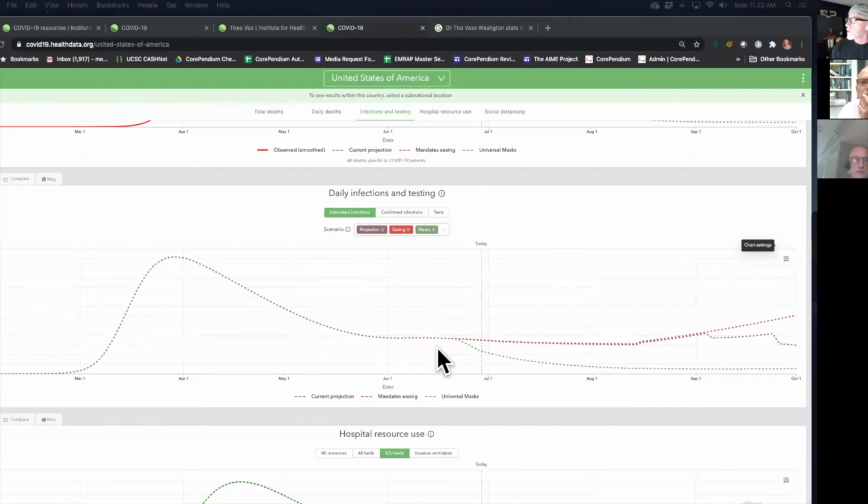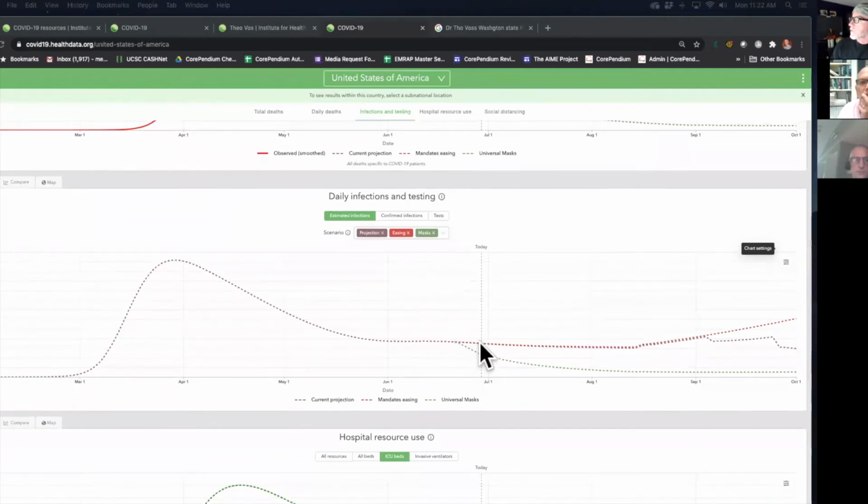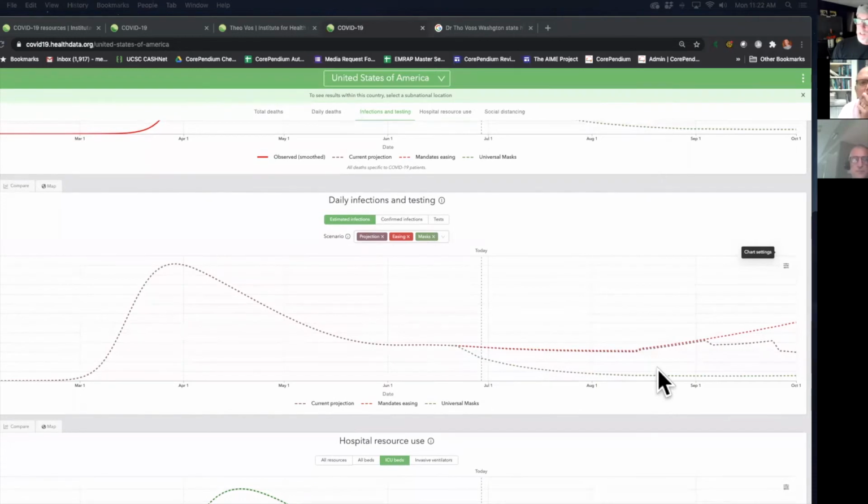Because on your modeling here, I'll just share the screen again. I'm just so impressed by this. So we're looking at all of the US here, and here's July 1st, and the projections are sort of flat and then start to go up. But mask wearing drops this line substantially, more than the other physical distancing measures, stay-at-home measures, more than any of those. It looks like by a significant factor.